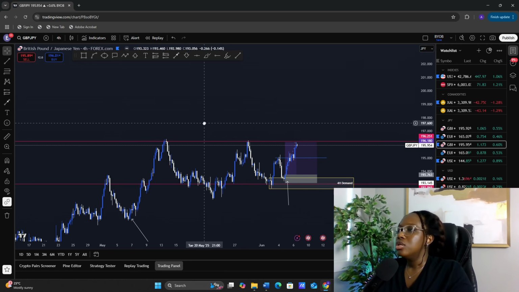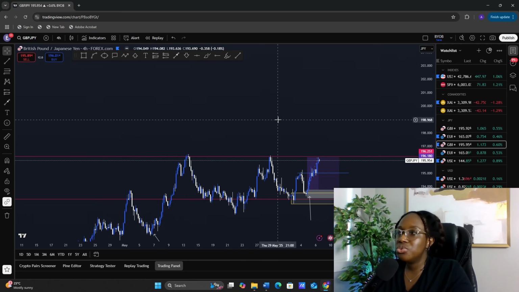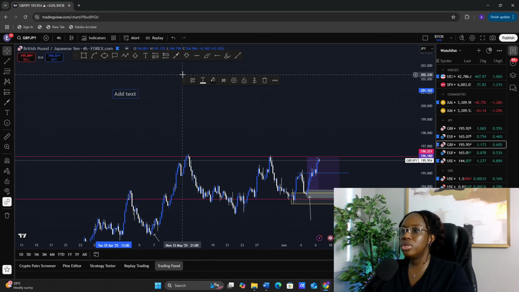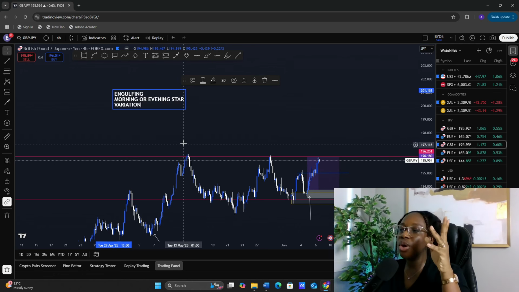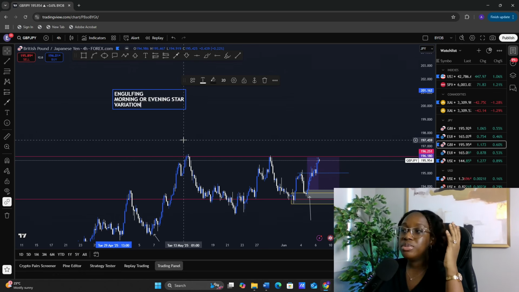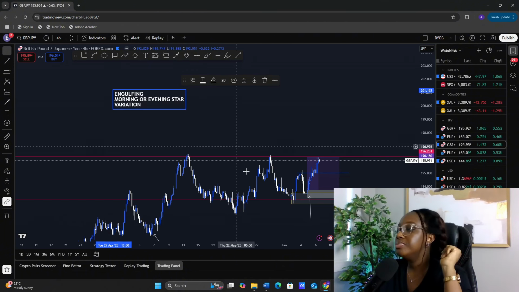So with that being said, what are these 3 candle patterns? The first one would be called engulfing. The second one would be morning, did I spell that right? I believe morning or evening star. And then the third one would be variation. Those are my top 3 favorite types of patterns when it comes to trading.